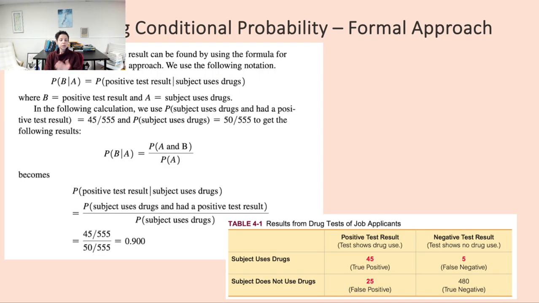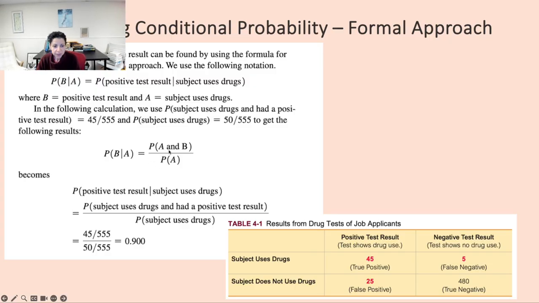So there's two approaches. We can do this formally, and then we can use what's called an intuitive approach. The formal approach, it's important to understand what goes into that, and then we can use the intuitive approach because it's simpler. So remember that the probability of B given A is the probability of a positive test result among those subjects that are using drugs. That value is equal to the probability of A and B over the probability of just A.